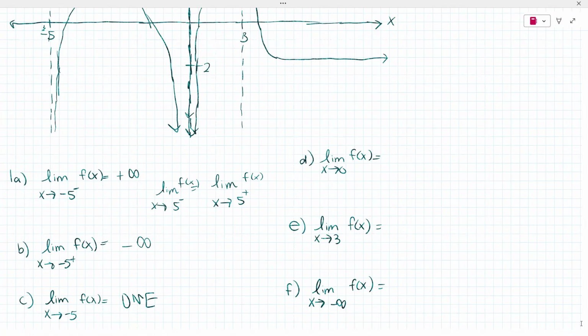Wait. So, no. Let me rephrase that. You have to figure out the limit as x approaches 0 to the left and the limit as x approaches 0 to the right, right? This would be negative infinity. The reason why is that the limit as x approaches 0 to the right is negative infinity, and the limit as x approaches 0 to the left of f of x is also negative infinity. So that means the limit as x approaches 0 must be negative infinity.